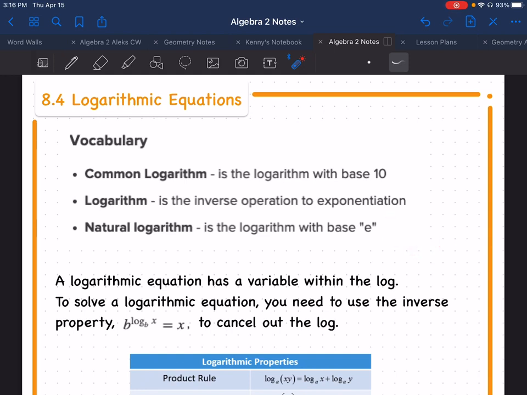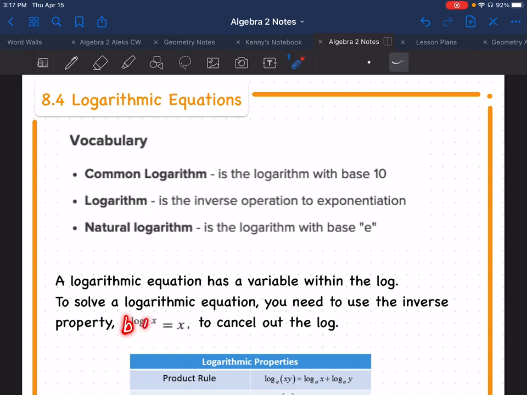So today we're going to solve logarithmic equations, and a logarithmic equation has a variable within the log. To solve a logarithmic equation, you need to use the inverse property, and here's my inverse property right here. Because logarithms are inverses to exponentials, exponentials are also inverses to logarithms. That's how inverses work. And so to get rid of this log, I'm going to raise it to the base. I'm going to make my log become my exponent.